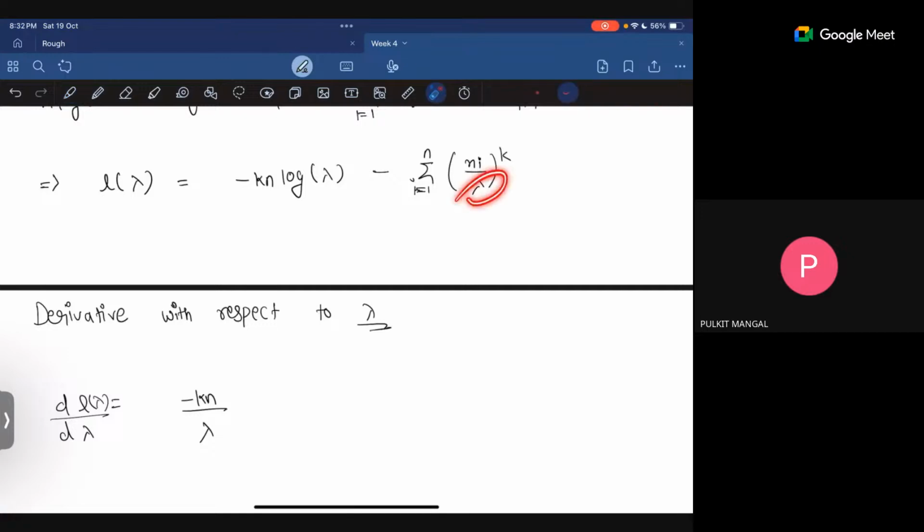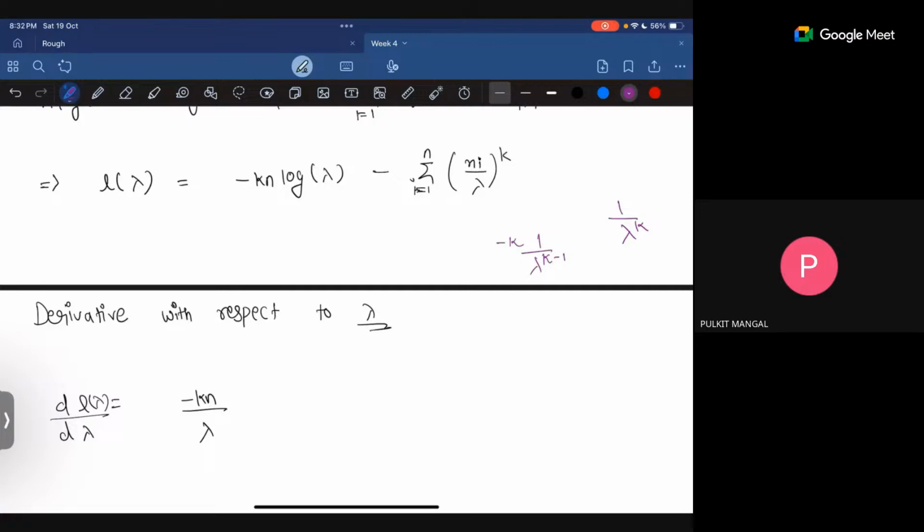Okay. So first, if I just have 1 by lambda power k, what would be the derivative of it? Minus k. Minus k, 1 upon lambda to the power k minus 1. Okay.